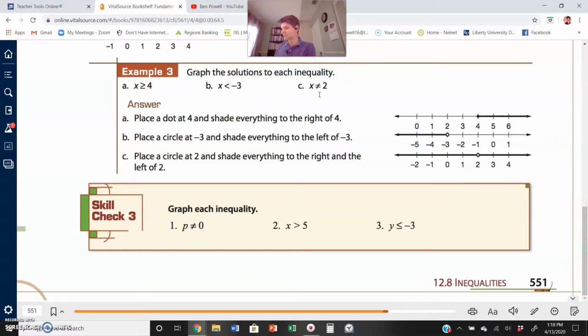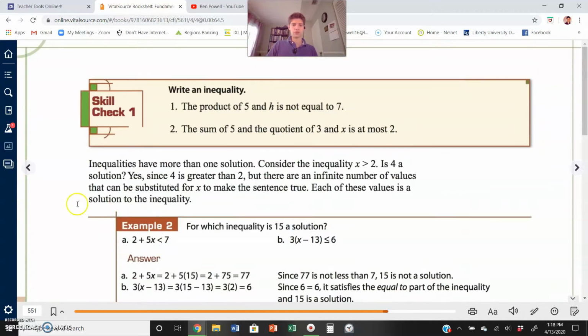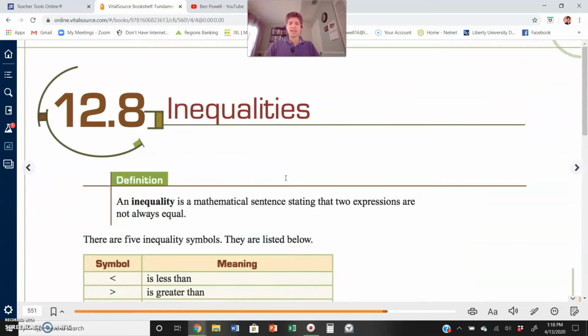Your homework for tonight is page 552. I would like you to do numbers 1 through 30, all of them. And you're going to do problems like we just did with example 3, example 2, and example 1. So look at these examples, look at the videos, and I hope it helps.